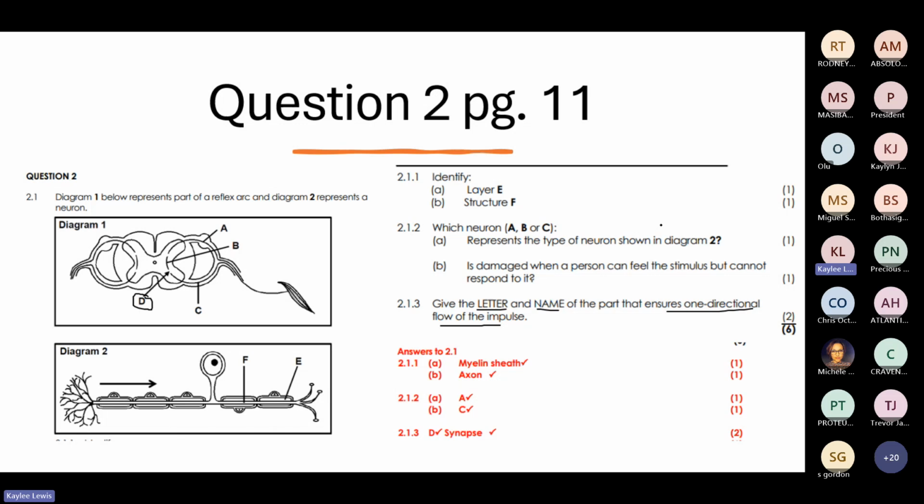We have covered the nervous system in quite a bit of detail. We've looked at the brain, the spinal cord, and the peripheral nervous system, and we've looked at our neurons and our reflex arc. Tomorrow we'll continue working in our booklets, and then we'll go to the eye and the ear.